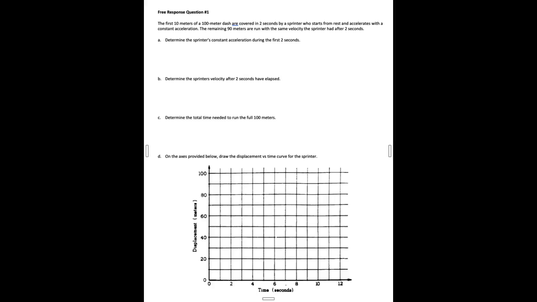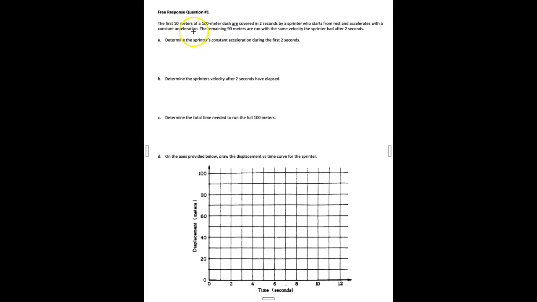This is FRQ number 1 from the Kinematics review packet. The first 10 meters of a 100-meter dash are covered in 2 seconds by a sprinter who starts from rest and accelerates with a constant acceleration. The remaining 90 meters are run with the same velocity the sprinter had after those 2 seconds. So in part A, they asked to determine the sprinter's constant acceleration during those first few seconds.